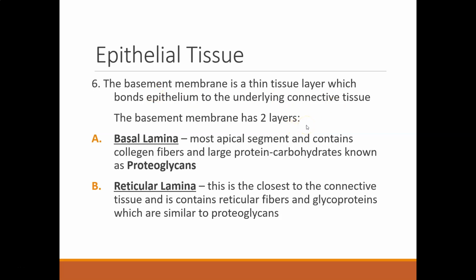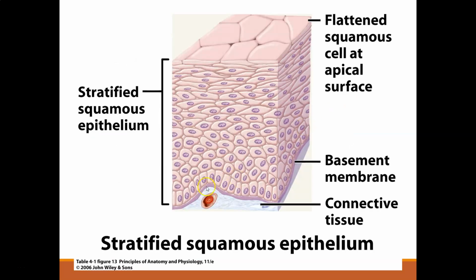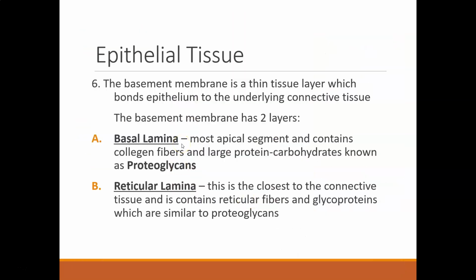Now the basement membrane, it's this deepest part that we see here in purple, it has two parts to it as well. So we can say that the basement membrane is a thin tissue layer which bonds the epithelium to the underlying connective tissue. As I said, it's the glue, and it has two layers.